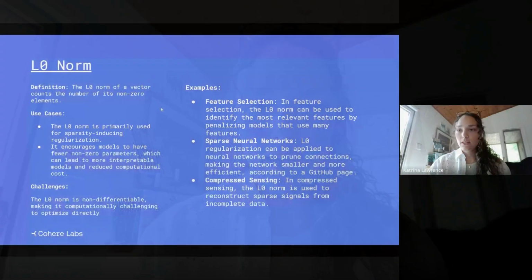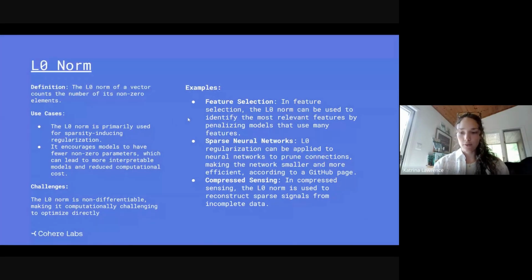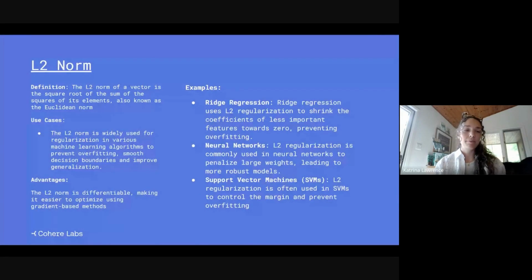The L2 norm, I'm pretty sure a lot of you are familiar with. It's also known as the Euclidean norm. The L2 norm of a vector is the square root of the sum of the squares of its elements. This is the one that, by default, if someone asks you to find the magnitude of a vector, would usually be the default one that one would use.